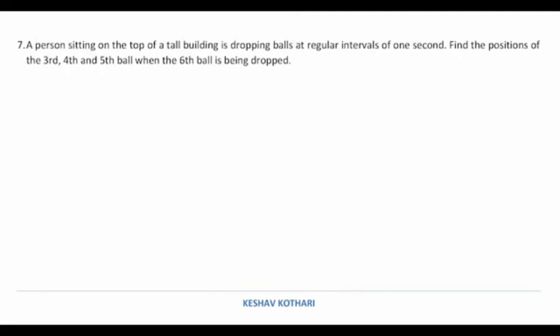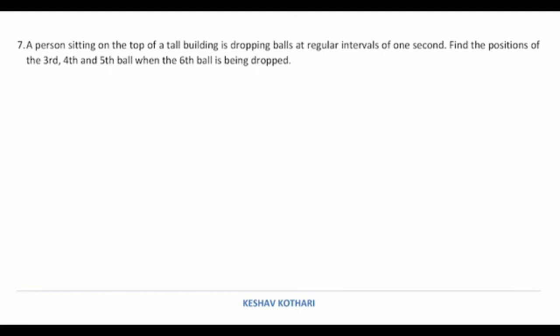A person sitting on the top of a tall building is dropping balls at regular intervals of 1 second. Find the position of the third, fourth, and fifth ball when the sixth ball is being dropped. So the question is asking, when the sixth ball is being dropped, you need to determine the position of the third, fourth, and fifth ball.